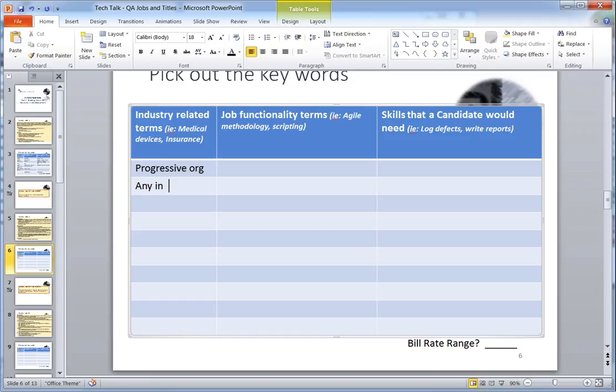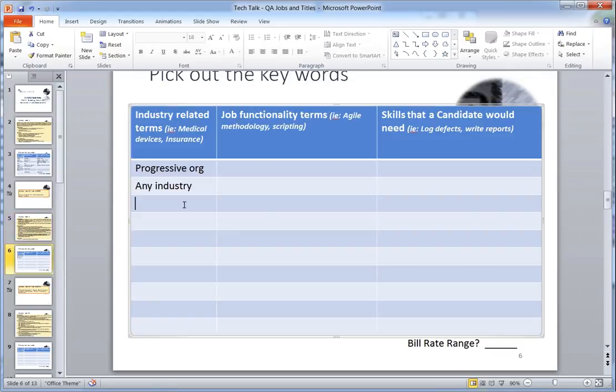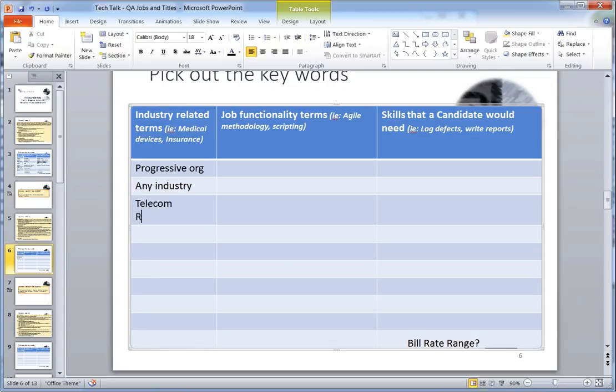Any industry. Okay. So you're saying this could apply to healthcare, it could apply to retail, it could apply to software, it could apply to telecom. Based upon that job description, I think it could. Okay, so let's write it down, right? Telecom.